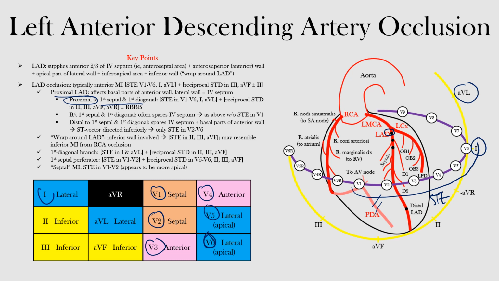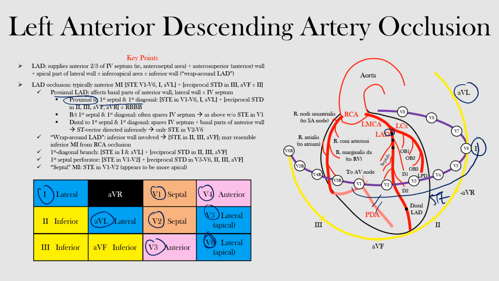So here's one in AVL. All those leads highlighted so far, we'll see ST elevation, and then we'll see reciprocal ST depression in the inferior leads, okay? Remember, when we talked about inferior infarcts, we said we saw reciprocal changes in one in AVL. Now we're pretty much seeing the opposite.